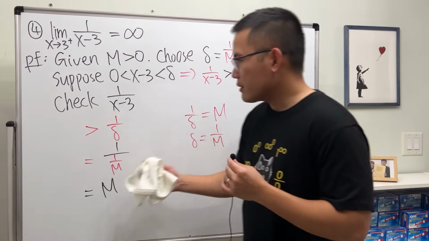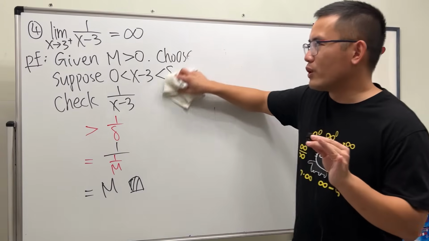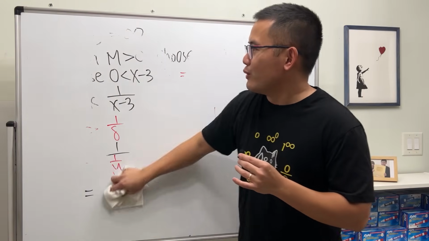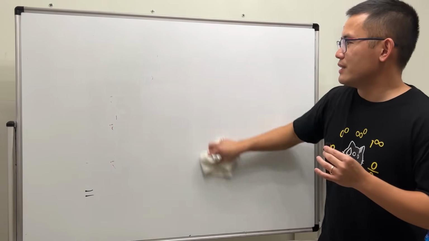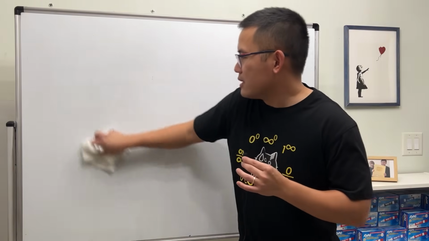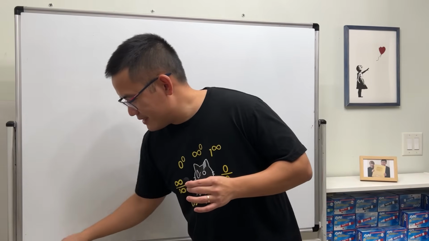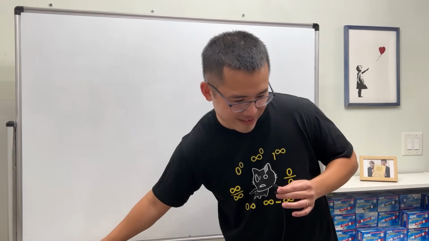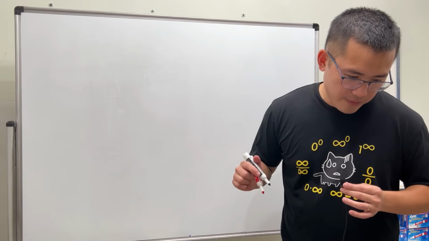But if you practice all this, seriously, after the 24 rigorous limit proofs, you will be able to write proofs as well. And your university calculus class or real analysis class will be much better, much more fun, all that good stuff. Okay, number 5.